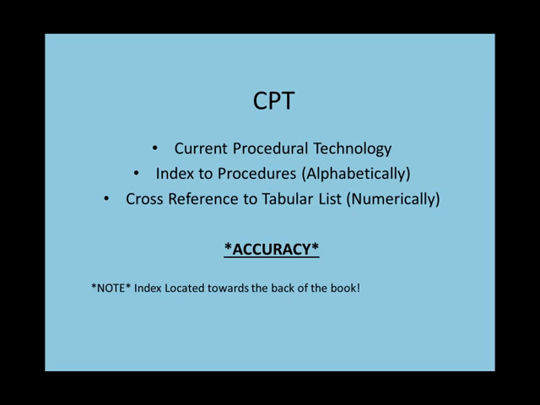So the current procedural technology is basically your procedure version of your billing. This is going to have an index to procedures, once again alphabetically, just like looking up a dictionary. And then you're also going to want to cross-reference to the tabular list, which is numerically. Now, accuracy, once again, is the key component to any code for billing.